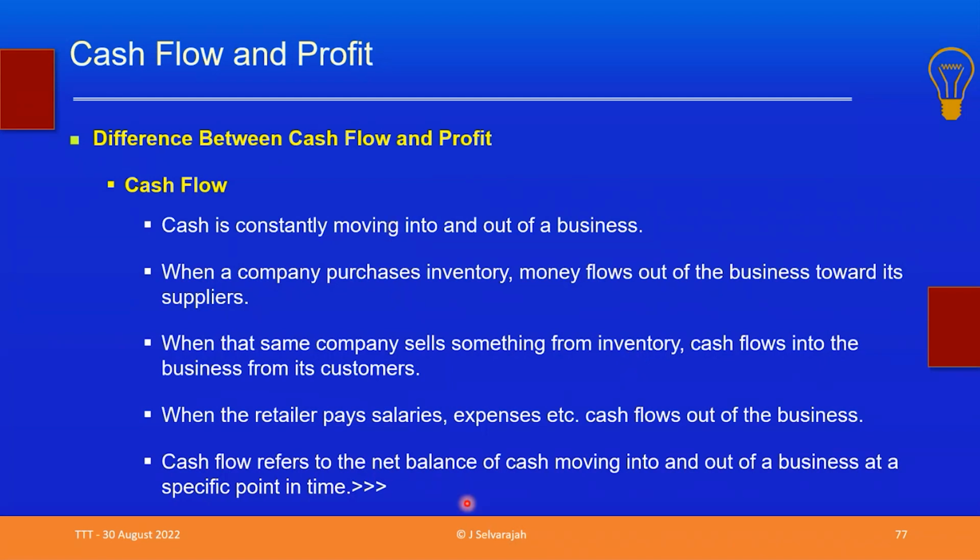All right. So when the retailer pays salary to the staff, expenses, cash flows out of the business. So you don't need to stop the flow by sacking the staff. Sack the staff, the business will close. Nobody to work for you. All right, so it doesn't work that way. Okay, so cash flow refers to the net balance of cash moving in and out of the business. That is the cash flow.